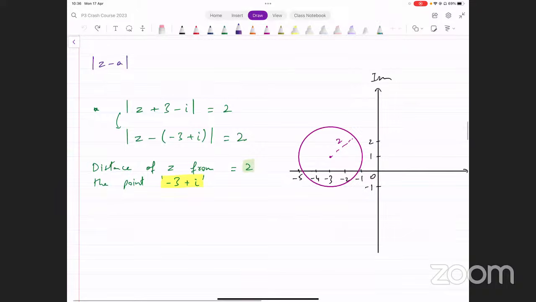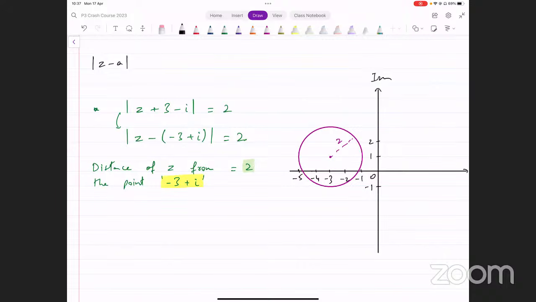If you do not have something in the standard form, for example, if you have modulus of z plus 3 minus iota, and that equals 2, the first thing you have to do is convert it to the standard form. And this is what the standard form looks like: modulus of z minus a. If it's not in that form, you first have to convert it to that form.